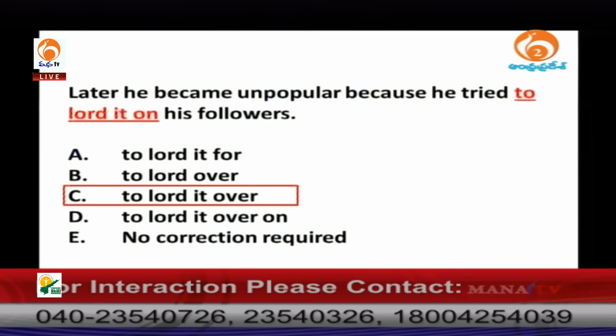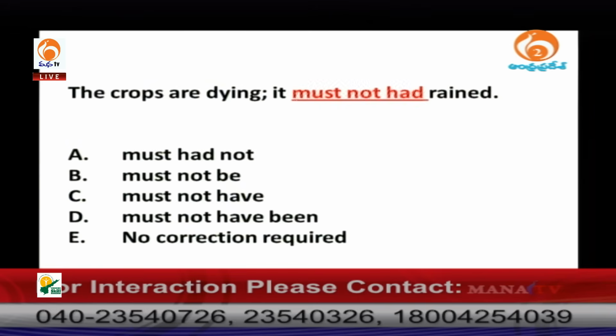That's the correct answer. You don't lord it on, you lord it over. That's an example of right or wrong preposition usage. Next, the crops are dying, it must not had rained.